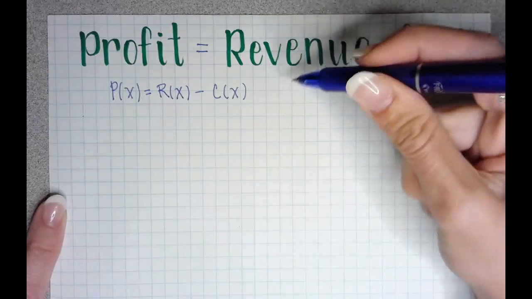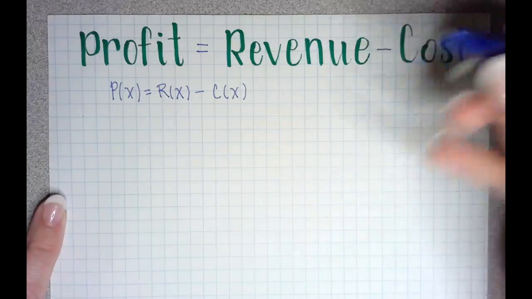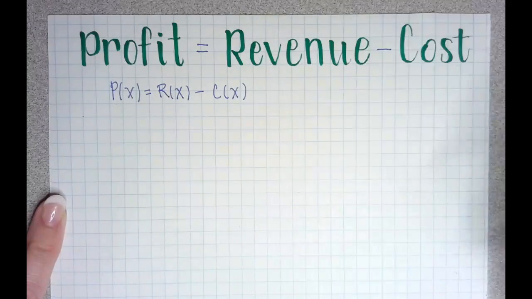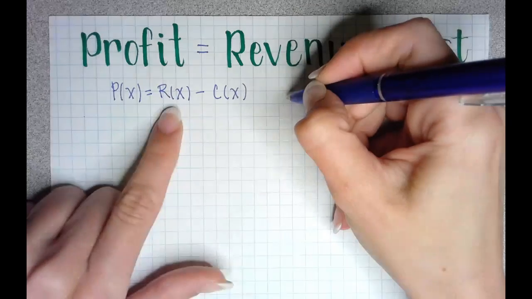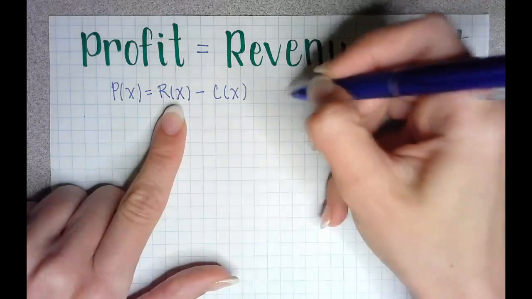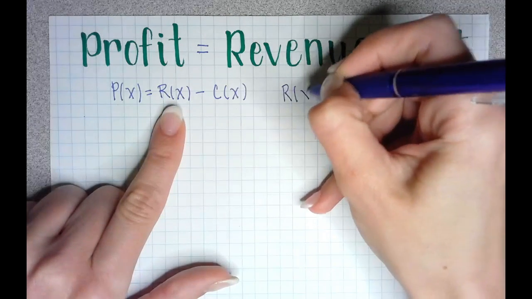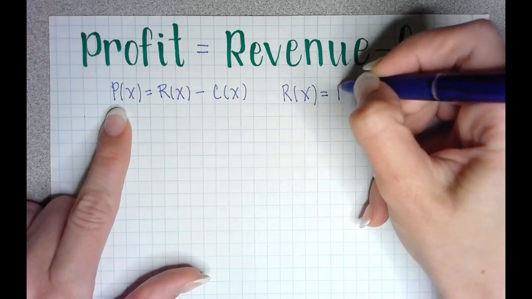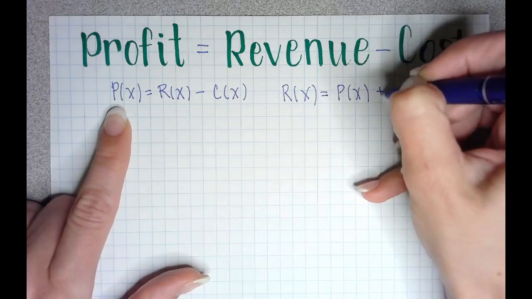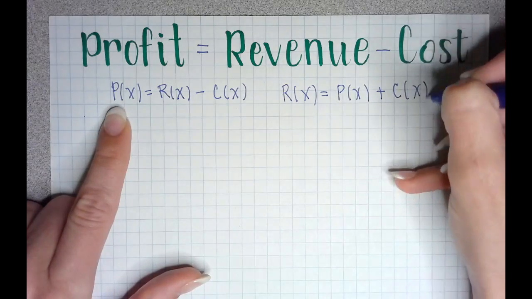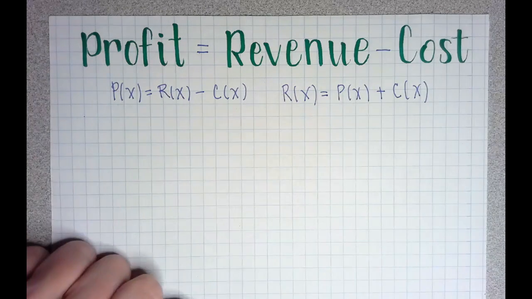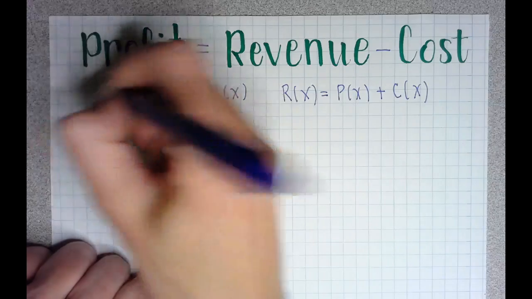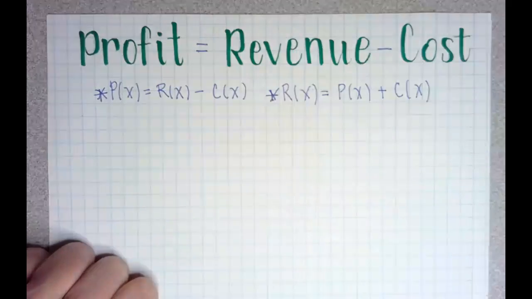Don't mind the green marker on my hand, I had a broken marker. So R of x will be alone. It's on the right, but I'm writing it on the left. So R of x will equal, I add that to the other side using algebra, P of x plus C of x. So that's the same exact relationship rearranged. It's just another perspective, okay?